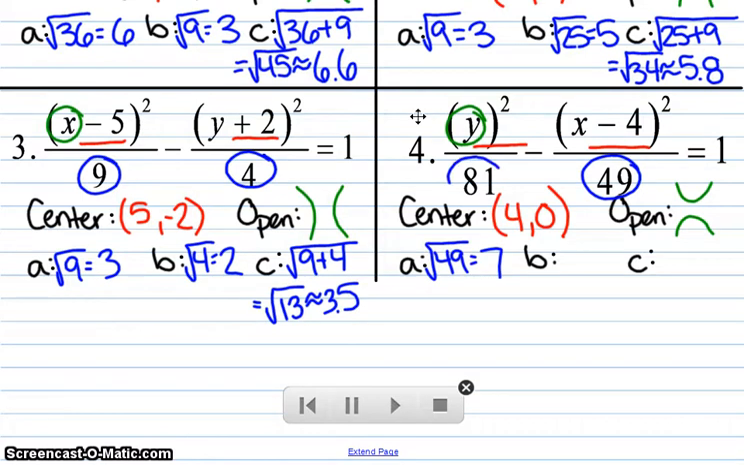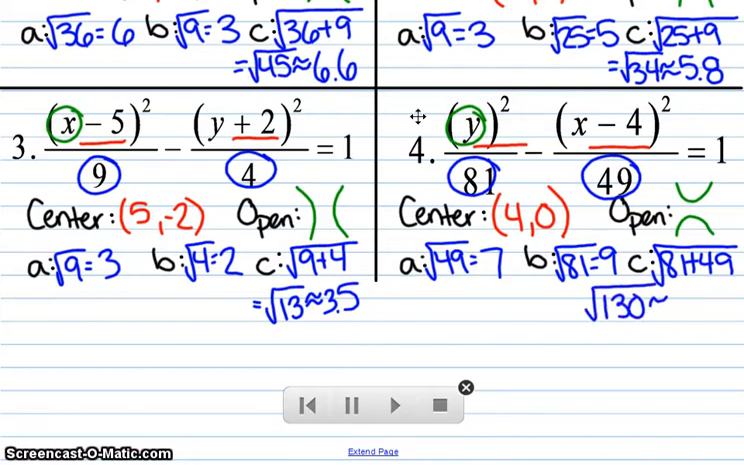And then for our last foci for number 4, add together your two denominators. And if you think 81 plus 49, that's going to be kind of a big number. So if you need to break out your calculator for a second, it should give you 130, which is a little bit less than halfway between square root of 11 and 12. So you could be safe anywhere from about 11.4 to 11.5.